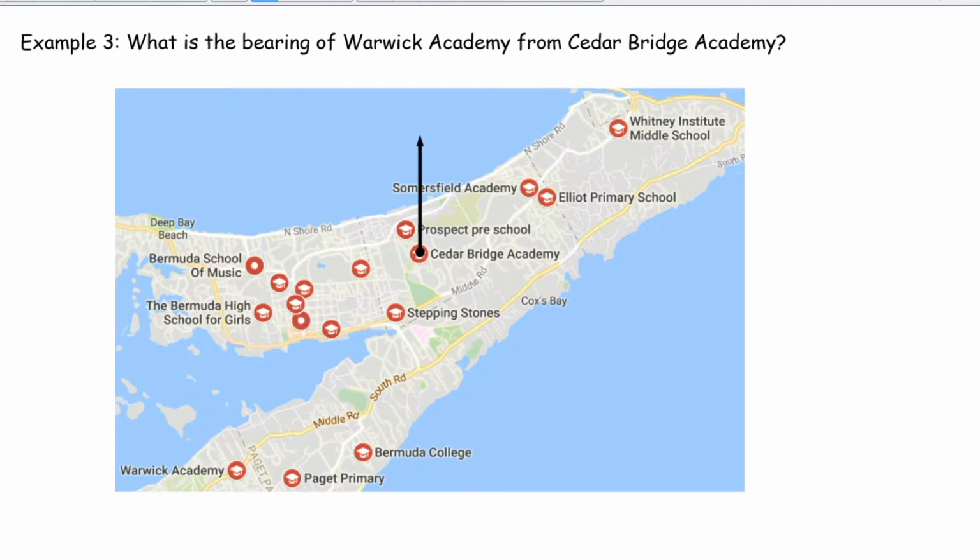Let's carry on. The next one: what is the bearing of Warwick Academy from Cedar Bridge? Cedar Bridge is here, Warwick Academy is here. I need to join the 2 points using a straight line. There we go. Remember, I'm standing at Cedar Bridge facing north. I want to walk to Warwick Academy. What angle am I going to turn clockwise before I start walking? That angle will be given by that. We need to measure it.